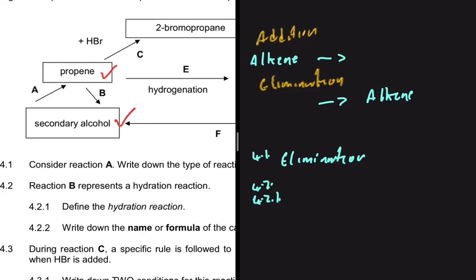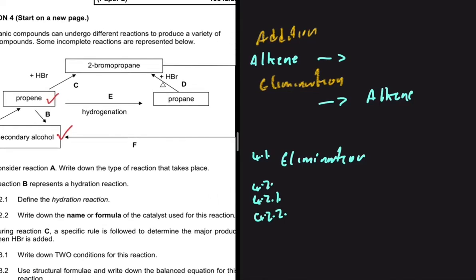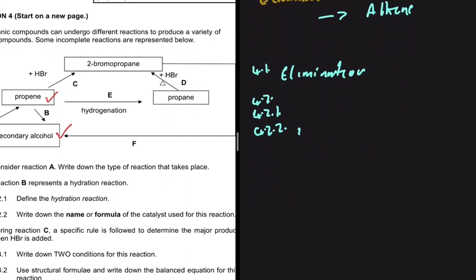And the follow-up question, 4.2.2, write down the name or formula of the catalyst used for this reaction. So a catalyst you can use for a hydration reaction is H2SO4.